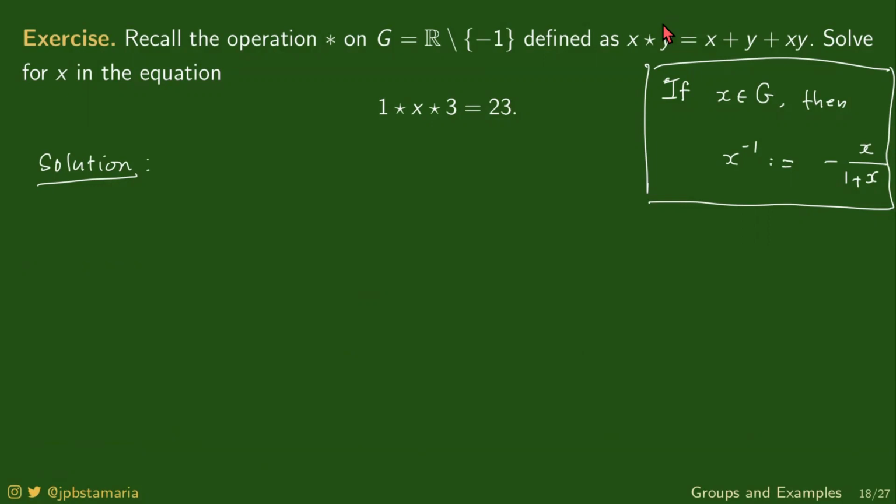So, for this, ang gagawin ko muna, para mapasimple yung equation, I will let y be 1 star x first. Para yung 1 star x star 3 equals 23 will be written as y star 3 equals 23. Ganyan. Alright. Now, I have y star 3 equals 23. So, how do I solve for y?